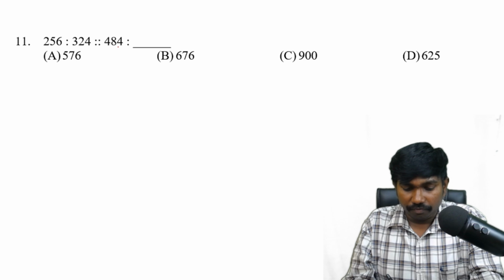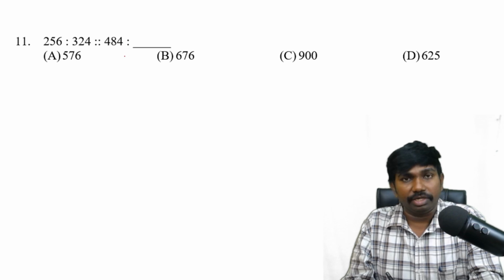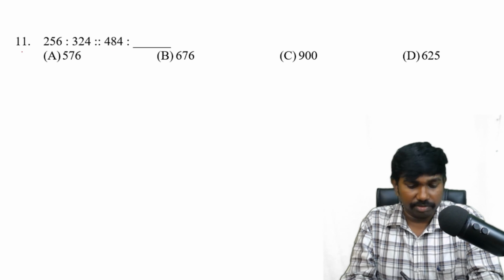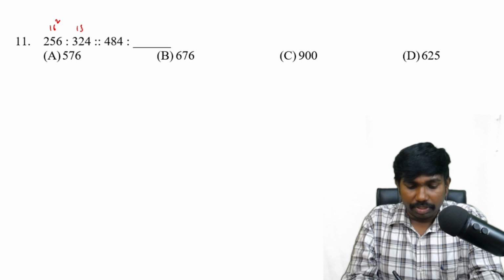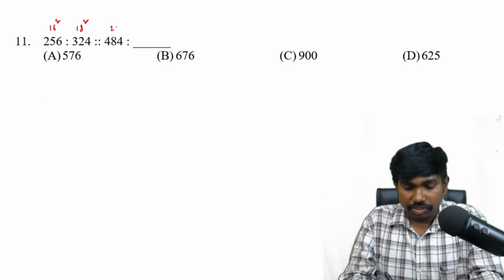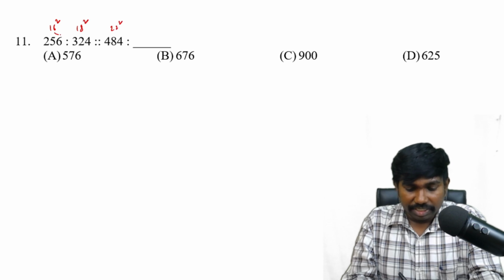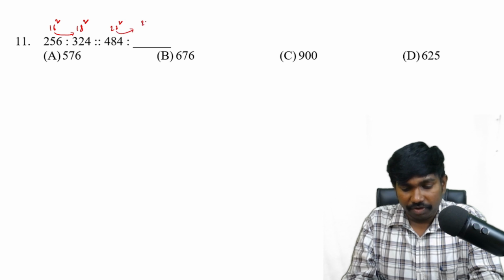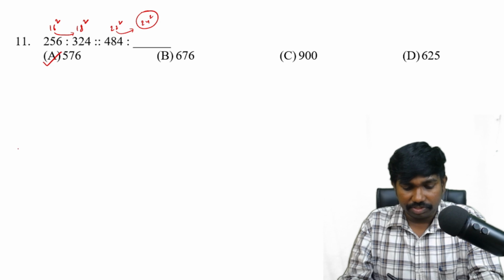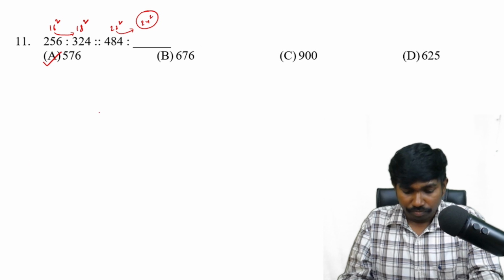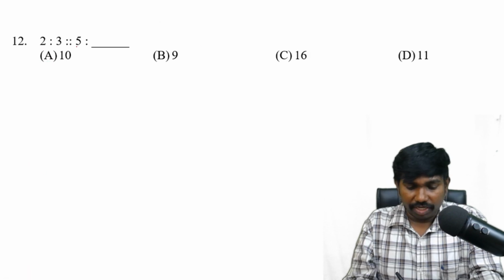256, 324, 484. Looking at these numbers, did you get any logic? Are these any special numbers? Yes, they are some special numbers. 256 is nothing but 16 square. This is 18 square and this is 22 square. 16 plus 2 is 18. Similarly, 22 plus 2 is 24 and 24 square is our answer. That is 576.